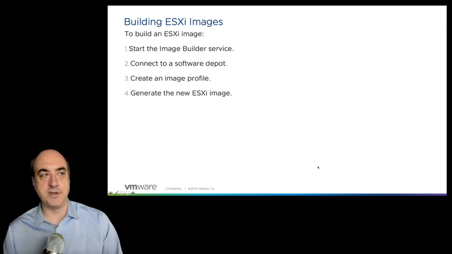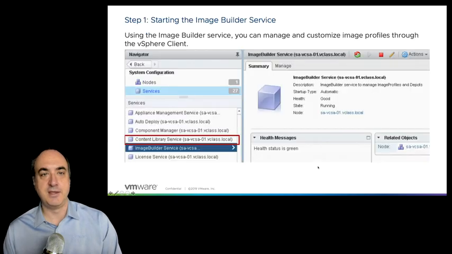So let's take a look at what the process is for building an ESXi image. Basically, what we'll need to do is start the Image Builder service, because it's not running by default, connect to the software depot, basically define it if it doesn't exist, and create an image profile. You can import that right from the downloaded image, and then use that to generate the new ESXi image. So let's take a look.